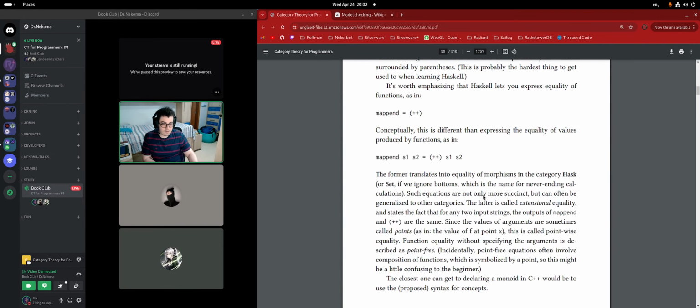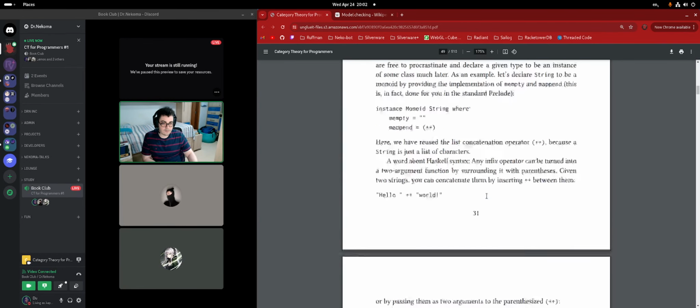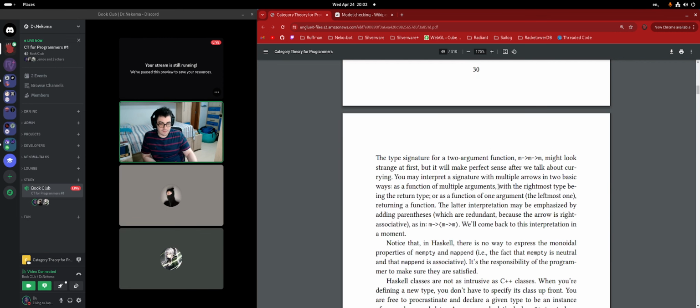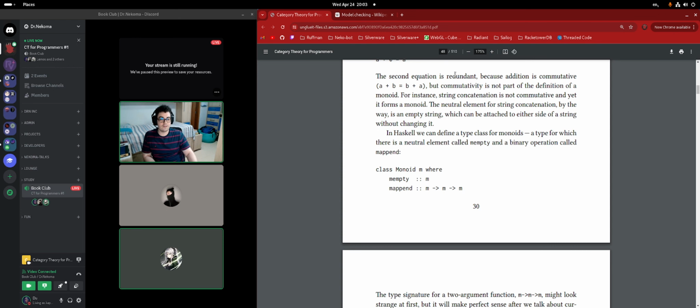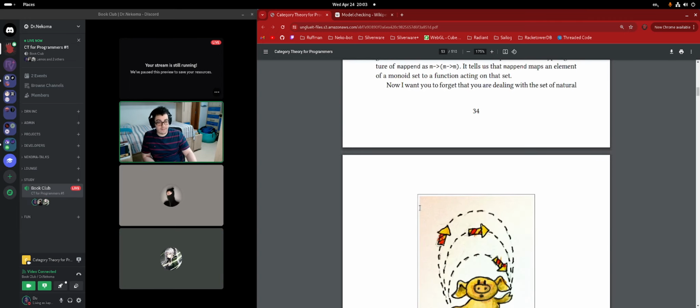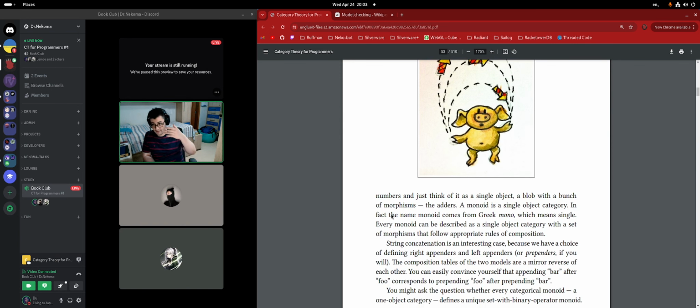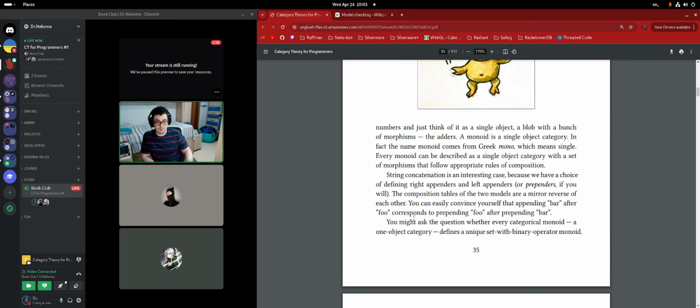Where is he saying that? Oh, right here. Addition is commutative, but commutativity is not part of the definition of a monoid. I think string concatenation has a very strong argument in favor of it, because associativity, composition, identity element, these are the requirements. You don't have to be commutative.